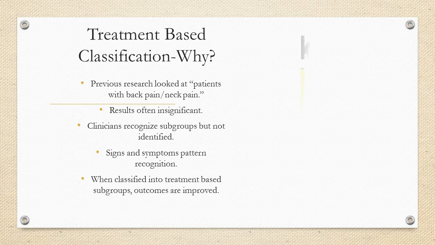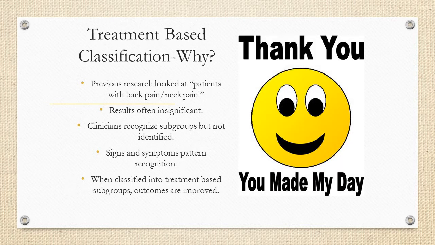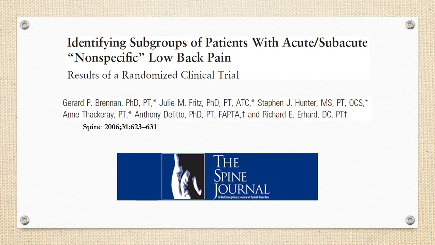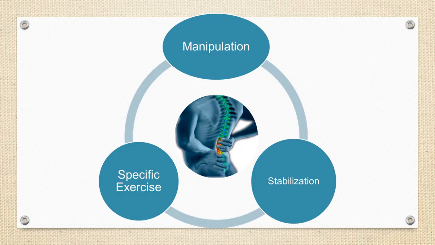And so what does that lead to? Well, usually, if we're matching the correct treatment to a particular classification, the patient is the one that ends up being very, very happy. So we do want to touch on one of the studies, and it's identifying subgroups of patients with acute and subacute nonspecific low back pain. This study was looking at comparing outcomes of patients with low back pain receiving treatments that are matched or unmatched to their subgrouping based on initial clinical presentation.